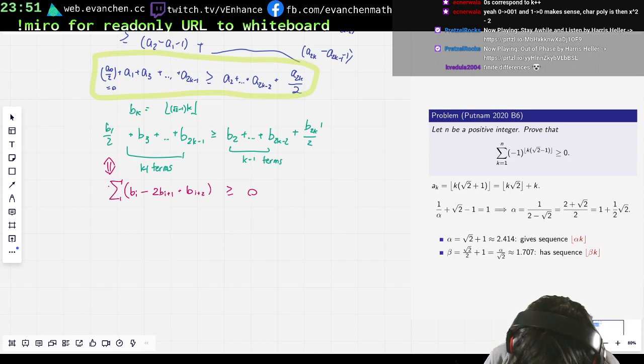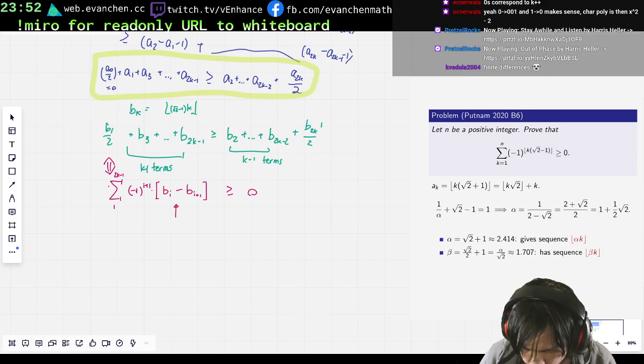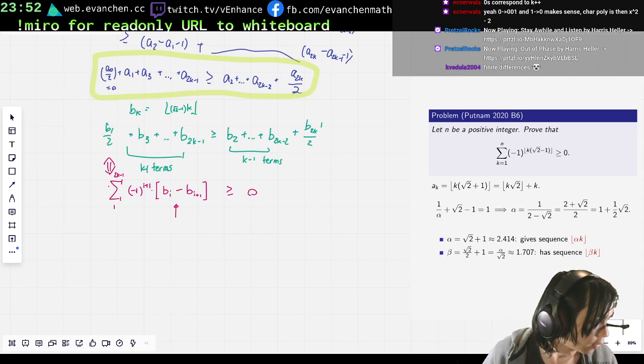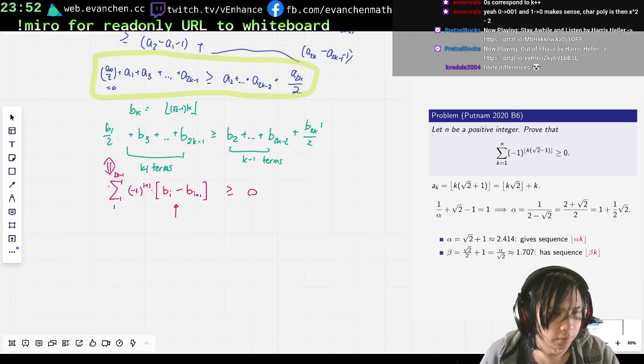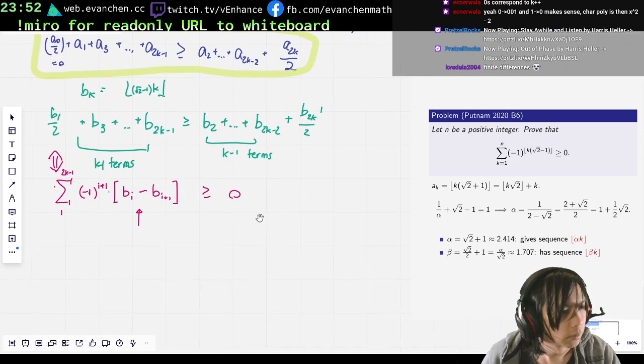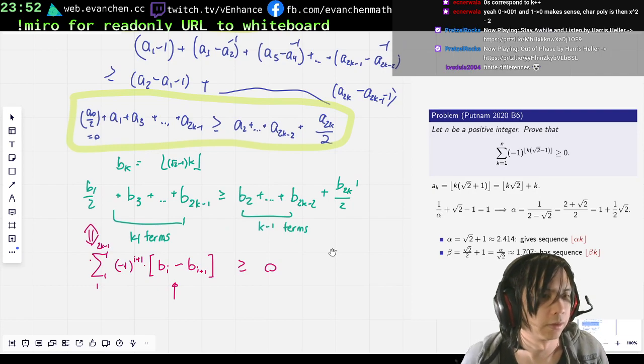I think I better write this as -1 to the I plus 1 times b sub I minus b sub I plus 1. And this thing will be the same sequence. Okay, so I think that's how I want to write it.